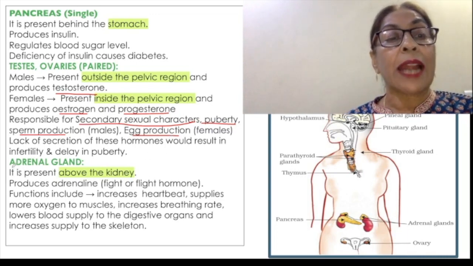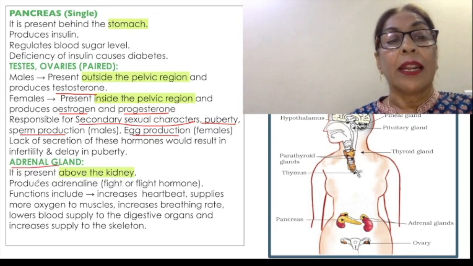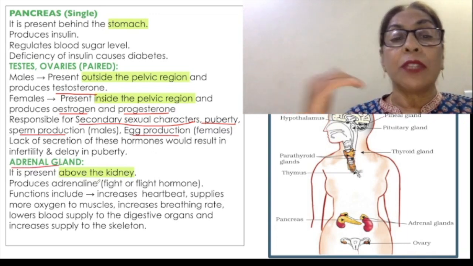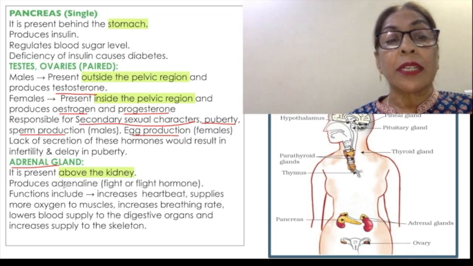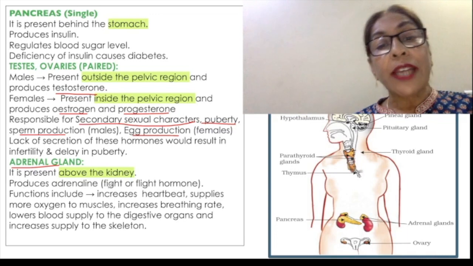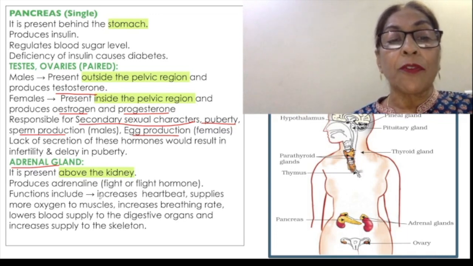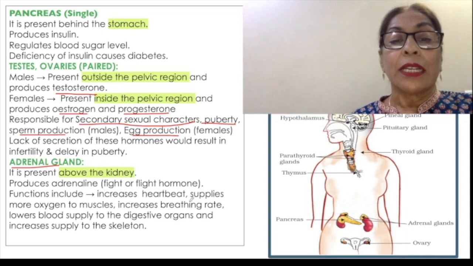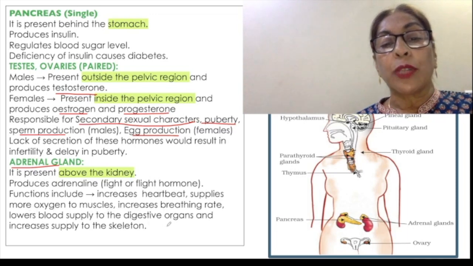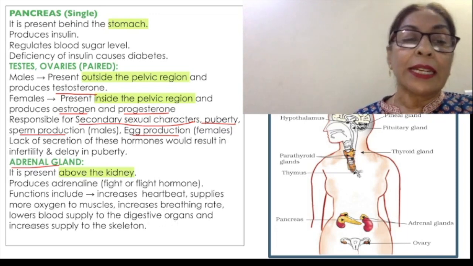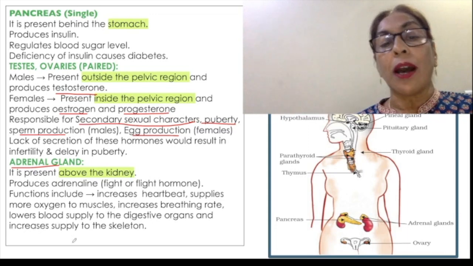Now the next gland is the adrenal gland. It is present just above the kidney and produces adrenaline hormone. This is also called the fight and flight hormone. So what functions does it perform? Increases the heart rate, supplies more oxygen to the muscles, increases breathing rate, lowers the blood supply to the digestive organs, and increases the supply to the skeleton.